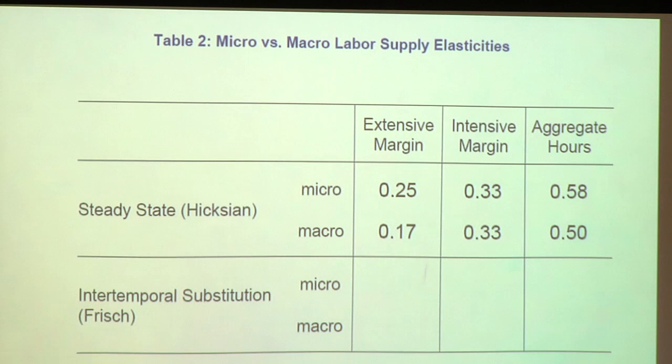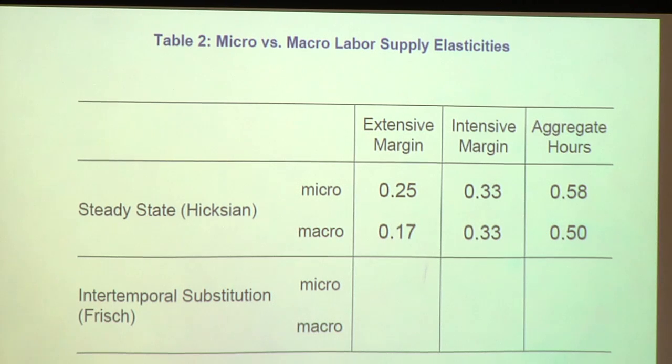So my guess is, people have chosen specifications that shade these up a little bit. And so probably the aggregate elasticity is less than 0.5, and the intensive marginal elasticity might be a bit less than 0.3. But in any case, it doesn't seem like there's a huge puzzle to be resolved there.